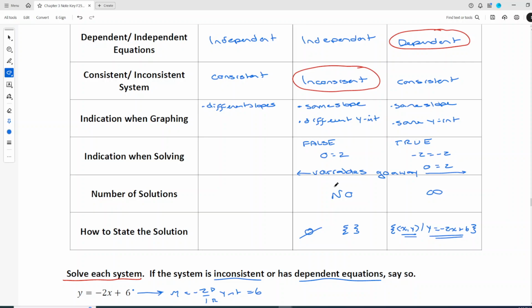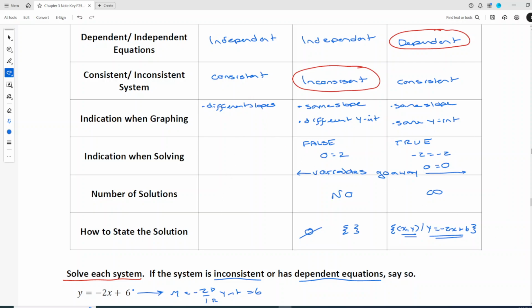When you go to solve, the variables go away and you're left with either a false statement, which means there's no solutions, it's an inconsistent system, or you're left with a true statement, which means that, oh man, sorry guys, this should have been 0 equals 0. That's what happens when I film videos at 6 o'clock at night. Okay, so or you're left with a true statement, which means there's an infinite number of solutions, and they're dependent equations, and you would state your solution like this.